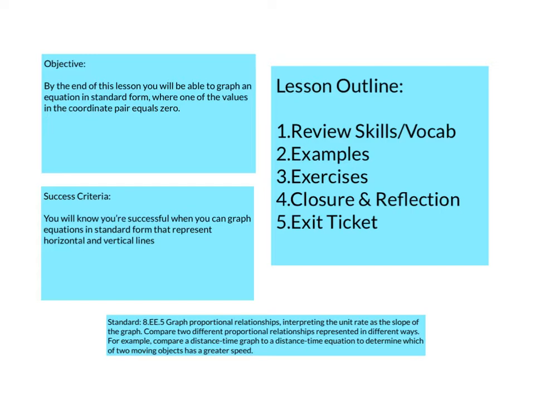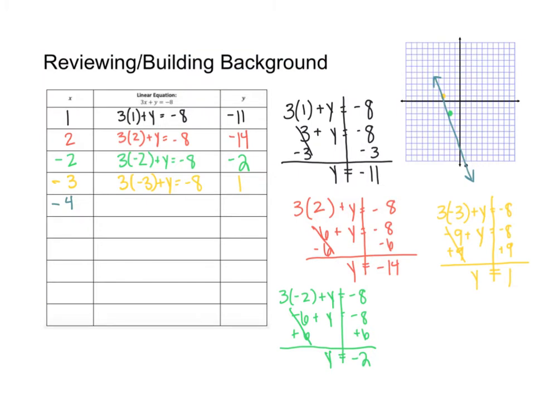Our standard, we are continuing with standard 8EE5 about graphing proportional relationships. We're going to review some things, do some examples and exercises, close out the lesson, review what we've learned, and then you'll do your exit ticket. All right, so you see that I have done a lot of work here already, and this is just to kind of refresh you about what we did yesterday, so there's no need for you to write on the screen unless you want to take some notes.